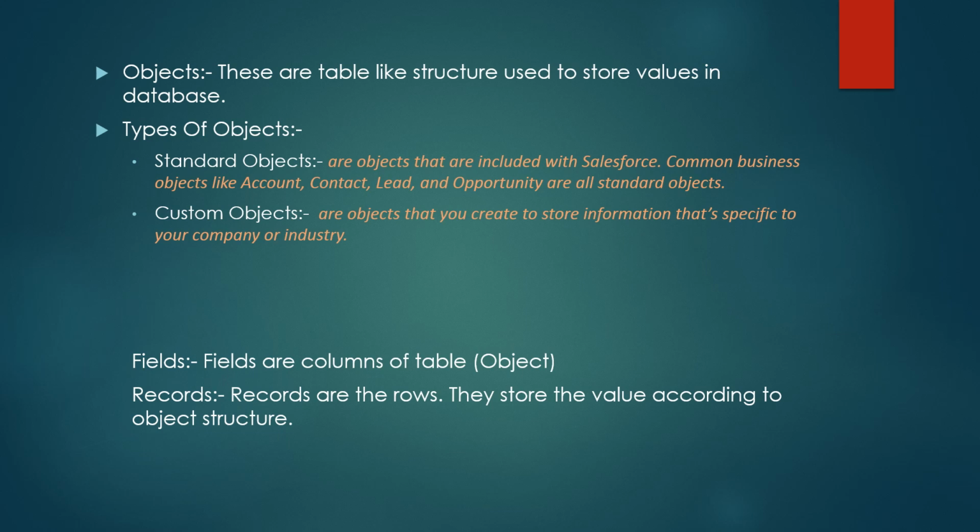And fields. Fields are the columns of that table. So basically fields are columns of an object. And records. The records are the rows. So rows mean the values you put according to the columns inside that table; these are records.